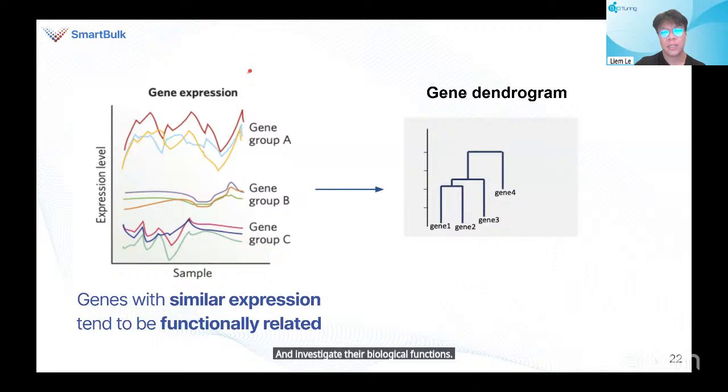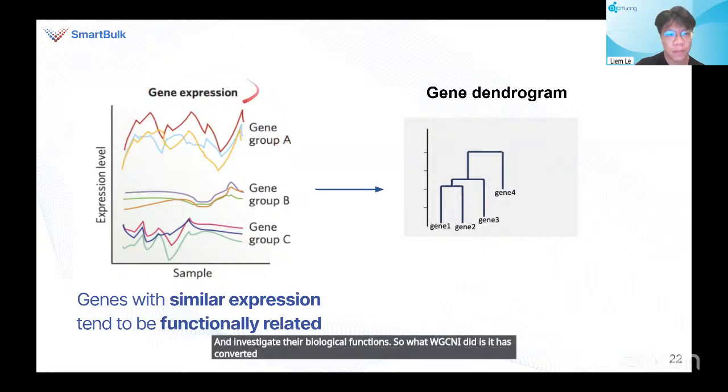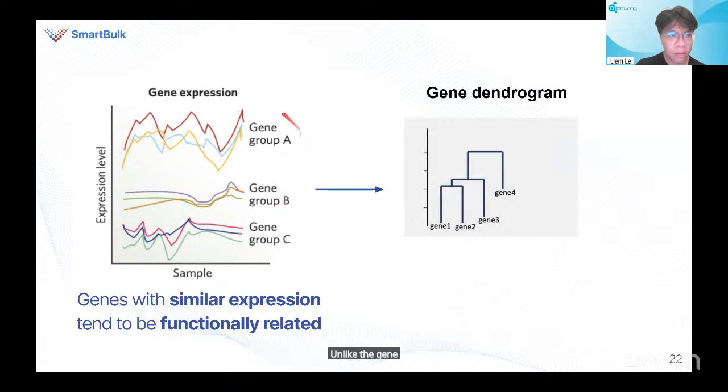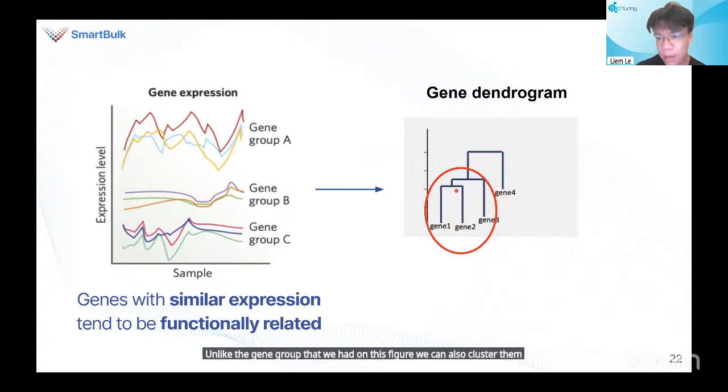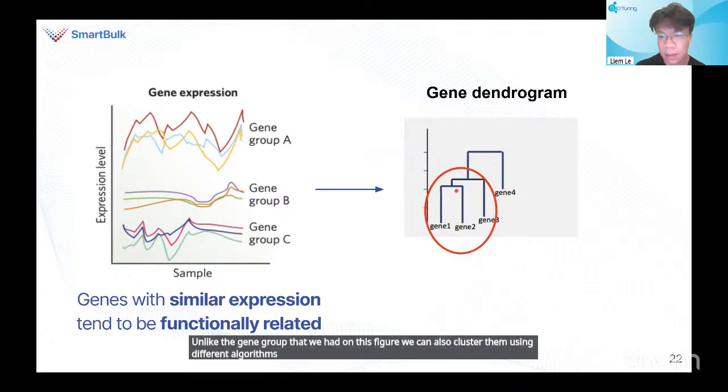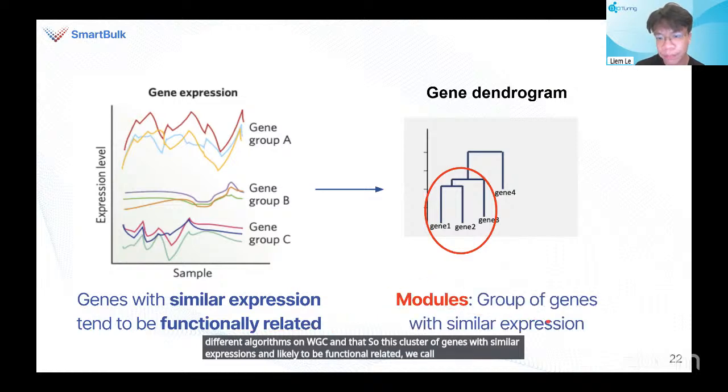So what WGCNA did is it has converted our gene expression into a gene dendrogram, where genes are the leaf and genes with similar expression are clustered closer together. And like the gene group that we have on this figure, we can also cluster them using different algorithms on WGCNA. So this cluster of genes with similar expressions and likely to be functionally related, we call them the modules.